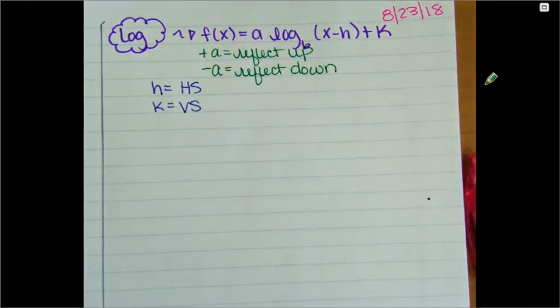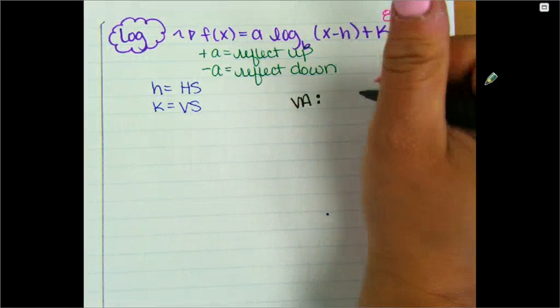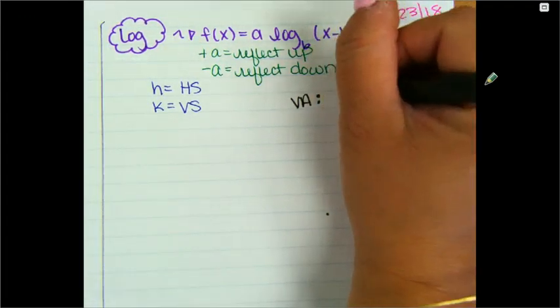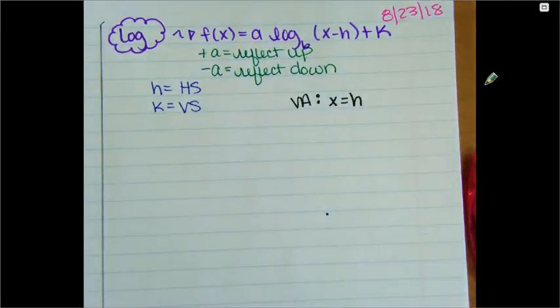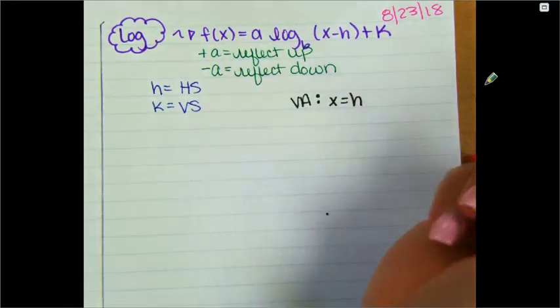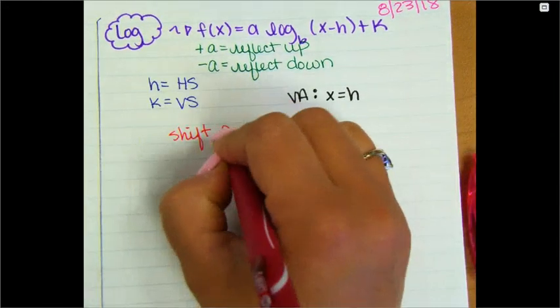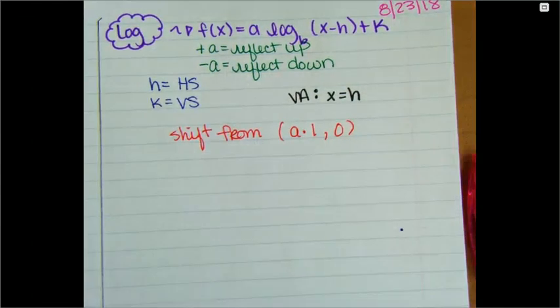Now, do we have a horizontal asymptote or a vertical asymptote? Vertical. It's a vertical asymptote. What letter am I looking at, h or k? I'm looking at h. Am I looking at x equals or y equals? x equals h. So you remember how the other one was 0, 1 times a? This one's going to shift from a times 1, 0. Does it make sense? It's kind of the inverse? Okay.